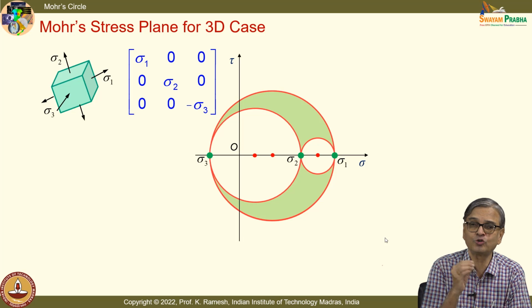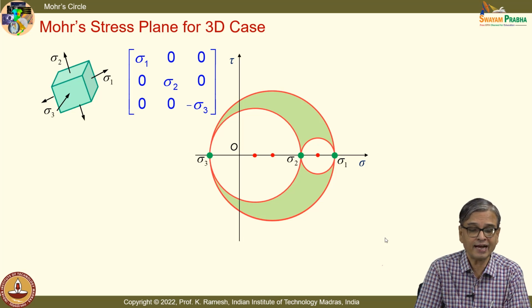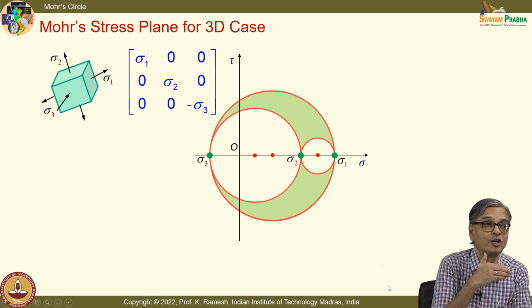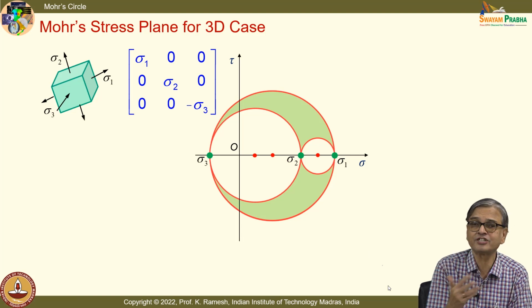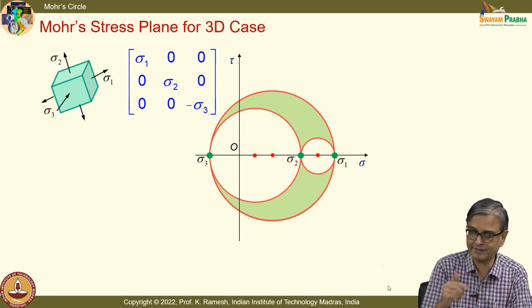So that means I should know the direction cosines, how to find out. I will take an arbitrary point and I will tell you how to mark and locate the point on the Mohr's plane. Because when I locate this, I will be able to find out what is the normal stress and what is the shear stress. Ultimately, that is what we want to get.